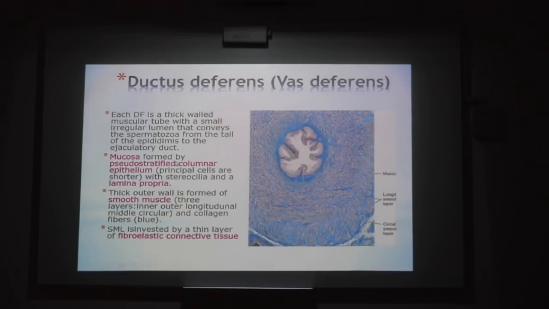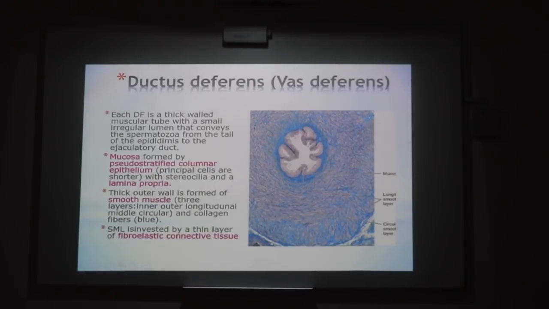The mucosa, similar to what you saw in the epididymis, would be the pseudostratified columnar epithelium. There would be principal cells, and there would be shorter cells with stereocilia and a lamina propria. There would be thick outer wall which is formed by the smooth muscles, three layers: inner longitudinal, middle circular, and outer longitudinal. And then the smooth muscle layer is invested by a thin layer of the fibroelastic connective tissue.